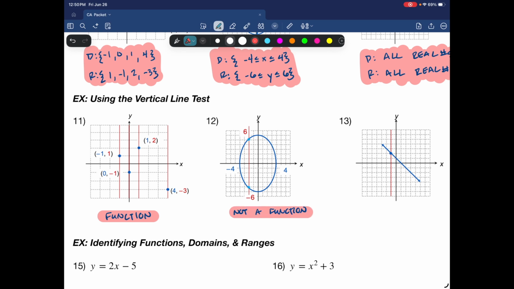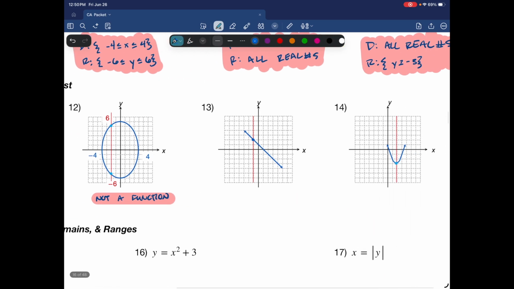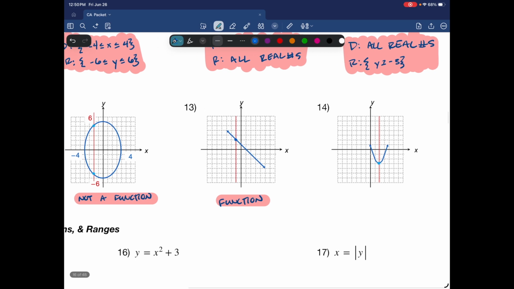All right? Straight lines are always a function. So 13 is a function. And then 14, the parabola is also a function because the x's don't repeat. So function. Now, if that parabola was on its side, it's a different problem altogether.